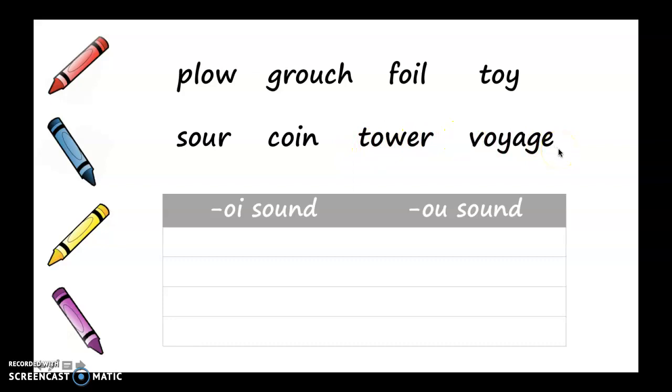What I would like you to do with your learning guide is to see if you can place these words in either the oi column or the ow column. Words that make the oi sound are going to go here, and words that make the ow sound are going to go here. So oi and ow. Pause this video. Sort these words into the different columns that they go into, and then we're going to check our work when you come on back.